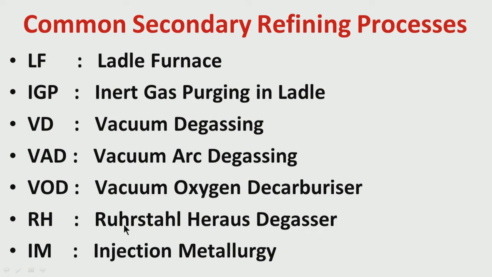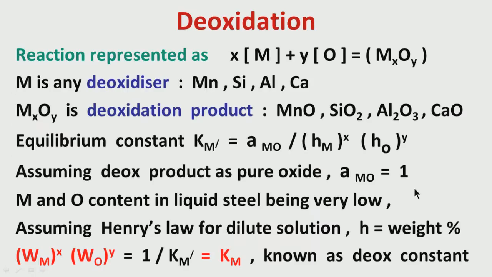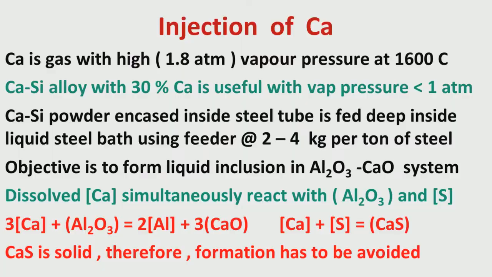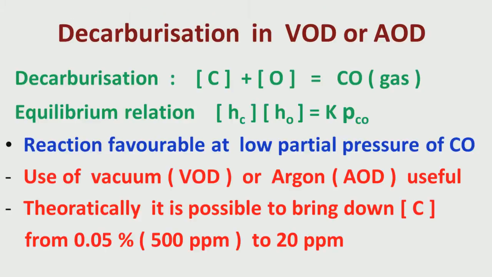I have talked about the RH process, Rheinstahl-Heraeus degasser, and how it helps in controlling the gaseous elements like nitrogen and hydrogen. I have talked about IM, injection metallurgy, basically how CaSi injection helps in modifying the inclusions, controlling the melting point of the inclusions and related issues. What I have not talked about till now is the vacuum oxygen decarburizer, how it helps in controlling the carbon, which is very important. So, today I will be talking about that.